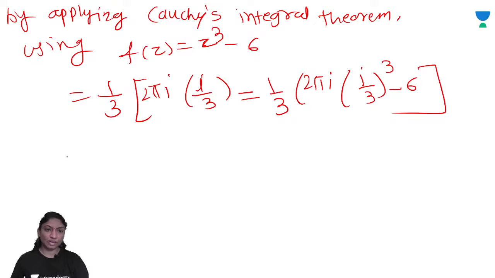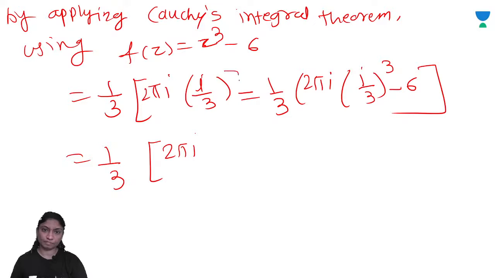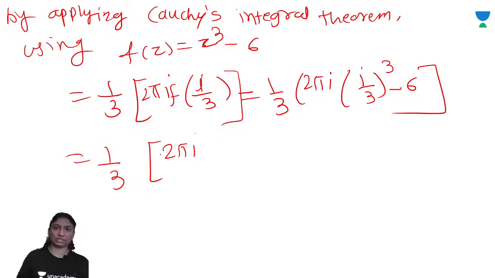Right? So you will get 1 by 3 into 2 pi i by 3 by f of i by 3. But f of z, it means what? This is z cube minus 6. So 2 pi i by 3, so 2 pi into i cube by 27 minus 6.